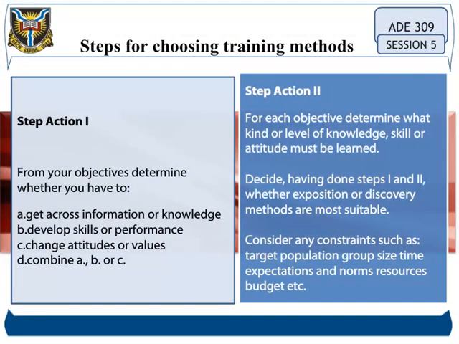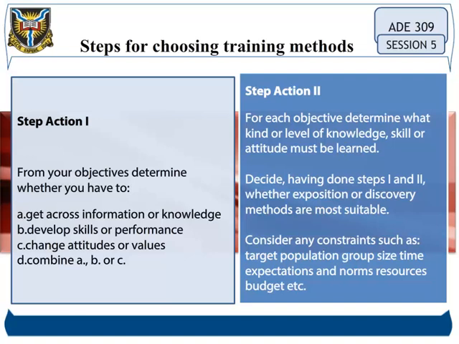Steps for choosing training methods. The following steps are one way of selecting training methods. Step Action 1. From your objectives, determine whether you have to A. Get across information or knowledge, B. Develop skills or performance, C. Change attitudes or values, D. Combine A, B, or C.